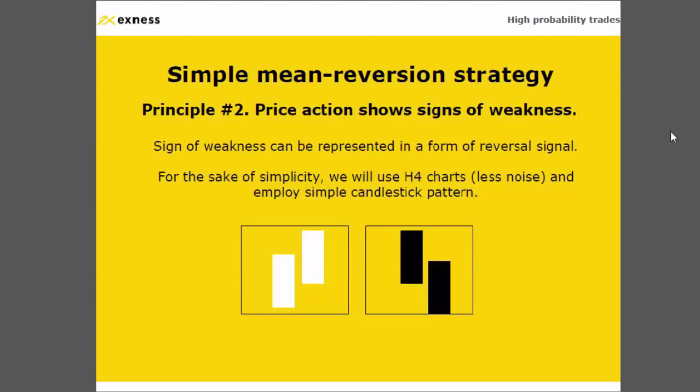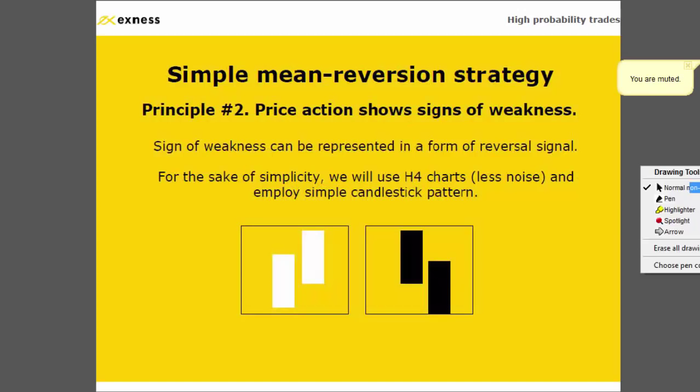The same thing with black candlesticks: once price breaks out the second candlestick you go short, placing your stop below the highest point of the first candlestick. Is it way too simple to be true? It is simple, yes, but it is not oversimplified. Remember that we are talking about 4-hour charts, and they show less noise than time frames for day trading.